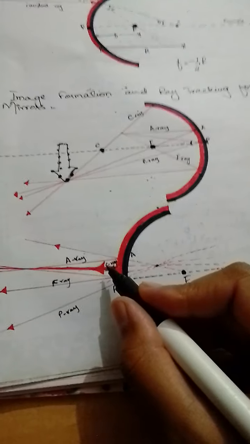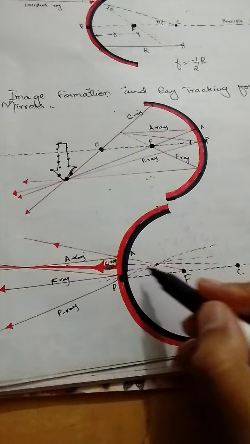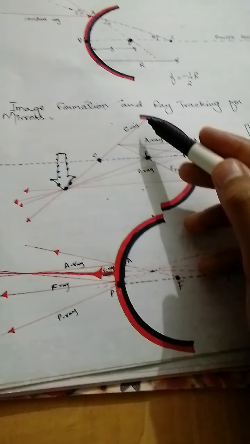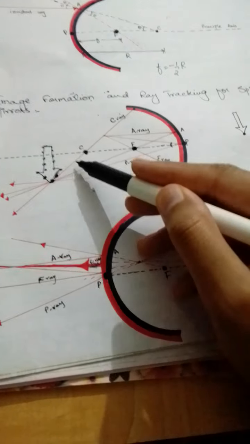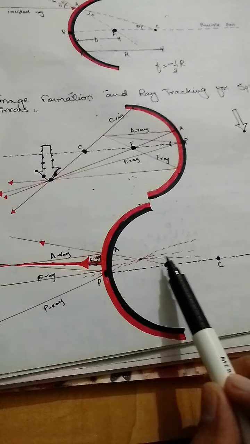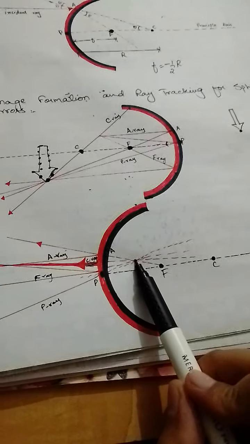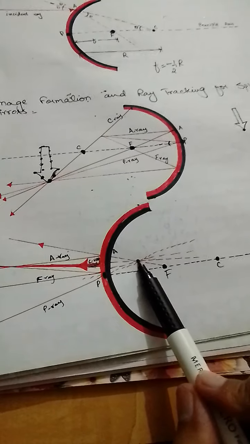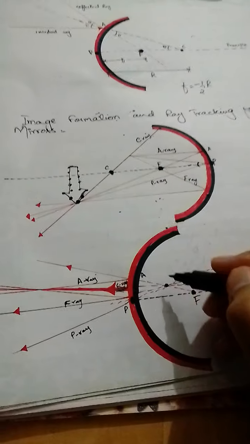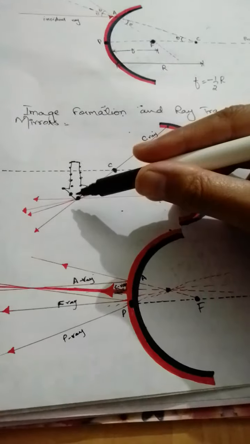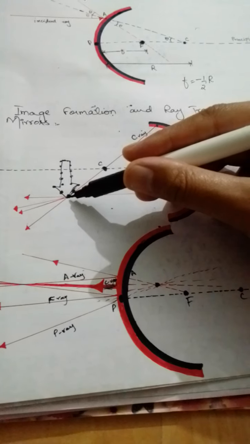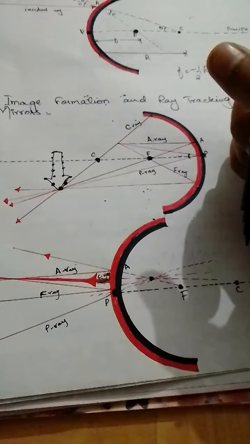Why is it called the C ray? It is called the C ray because after reflection it passes through the center. Just as in this case, after reflection it was passing through the center. This is the center. In this case also, when we redraw this line, it would pass through the center. These all four lines would meet at a point, and this is the point where the image would be formed. So in this case, the image would be virtual because it would be formed behind the mirror, and in this case the image would be real and it would be formed just in front of the mirror.